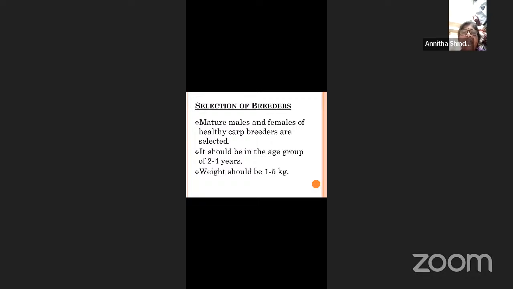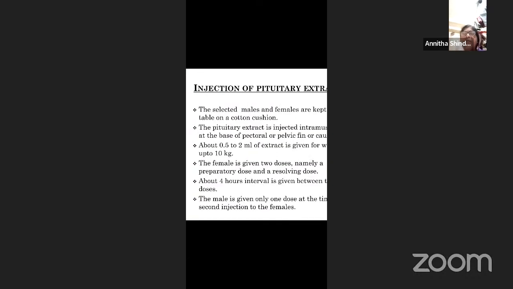Then the weight should be between 1 to 5 kg. So that is how you have to select them. Select the mature males as well as the mature females and keep them ready. The next step: once you have selected the breeders, now you have to go for injection of the pituitary extract. Now, how will you inject the pituitary extract?